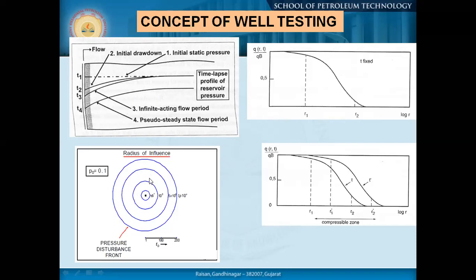So I'll try to explain the same thing in terms of the compressible zone. So what is the compressible zone here? Now if you see here, the graph is R versus Q. Q means this Q by QB is the, what is there? What is BO?